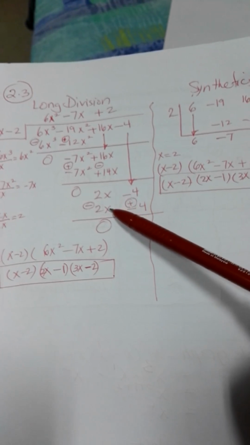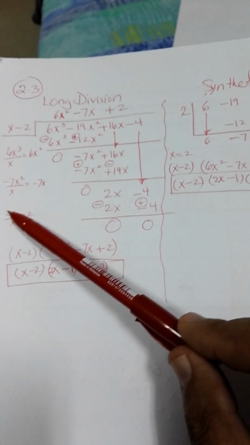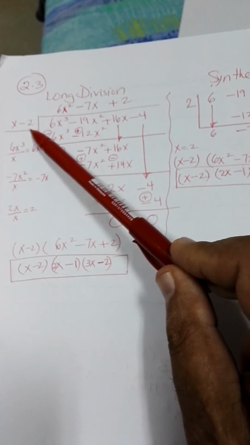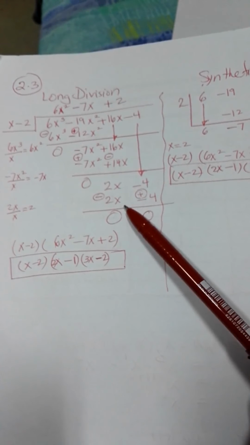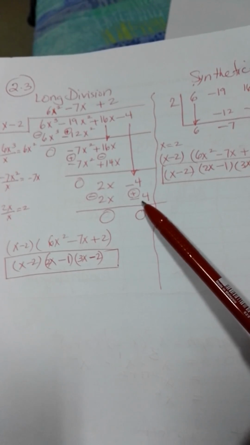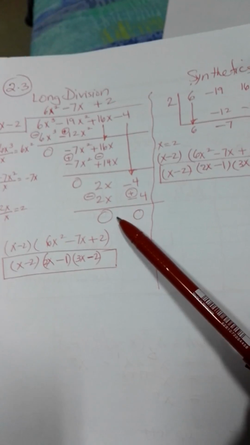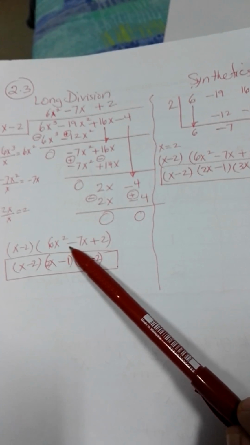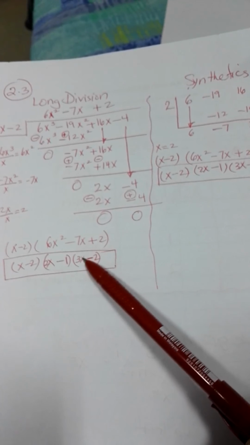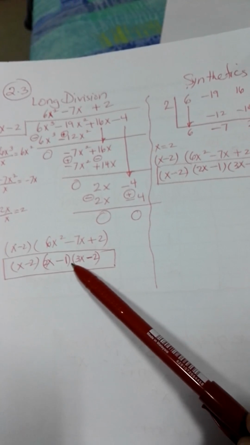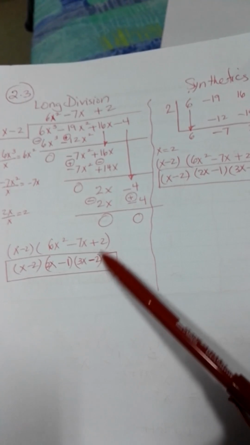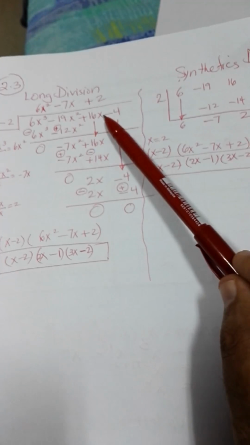negative 4, and then you divide positive 2x by x, it gives you 2, multiply times x minus 2, and that gives you 2x minus 4. Then you change the sign and you add. After this you get this result, 6x squared minus 7x plus 2, and you factor this, and this is the factor of that. So those are the three factors of the original problem.